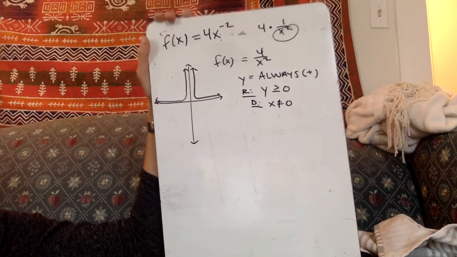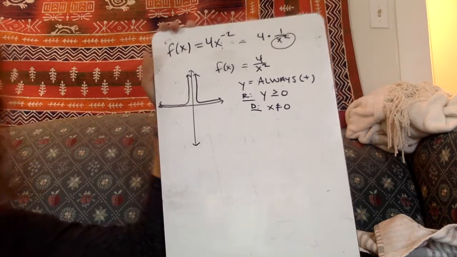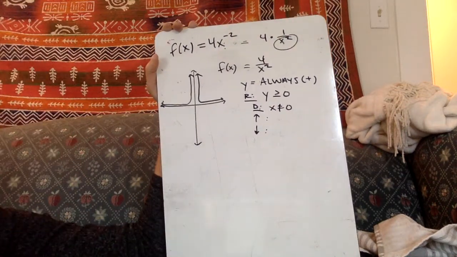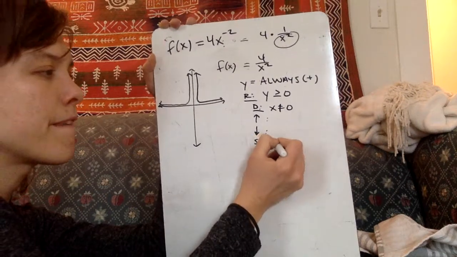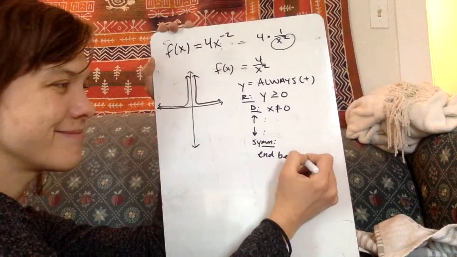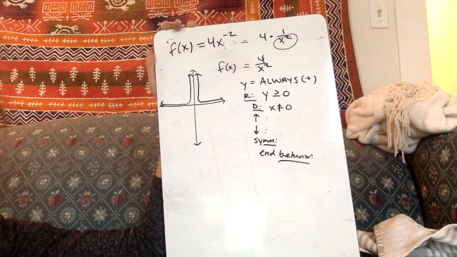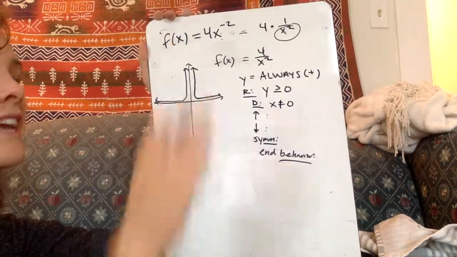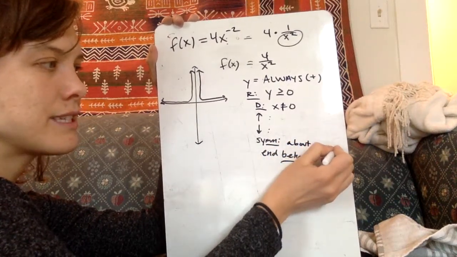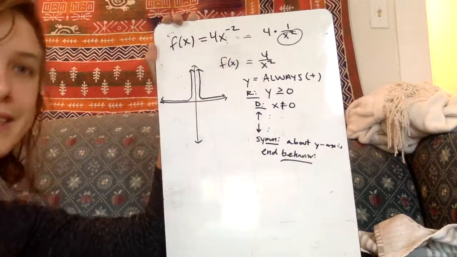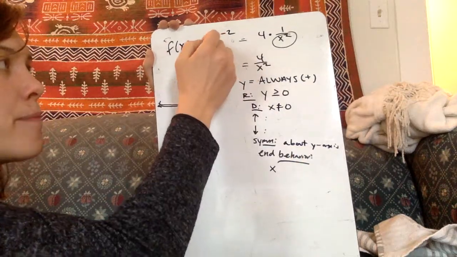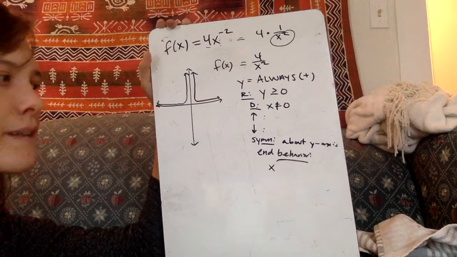And then if you can, I would love for you to start thinking about what my increasing and decreasing intervals are here. What's my symmetry? What's my end behavior? These follow the same rules that we did before. So I have an even exponent here, so my symmetry is about the y-axis. And you can see that this is true because from here to here, it's symmetrical. My end behavior is that I have a positive coefficient and an even power.